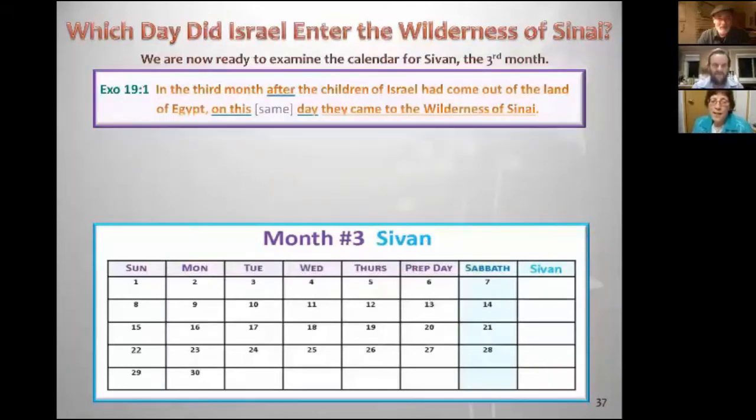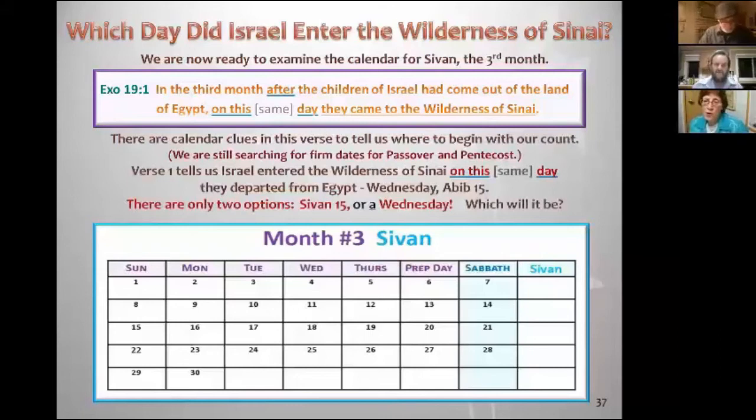Here's what the verse says in 19:1. In the 3rd month, after the children of Israel had come out of the land of Egypt, on this day, this is the calendar language, on this day, it would be the same day, they came to the wilderness of Sinai. Let me read it again. In the 3rd month, after the children of Israel came out of the land of Egypt, on this same day, they came to the wilderness of Sinai. It's calendar language. There are calendar clues in this verse to tell us where to begin our count. So don't forget, we're still searching for those firm dates for Passover and for Pentecost.